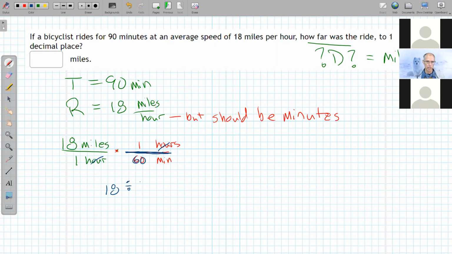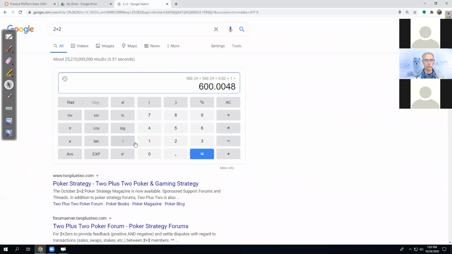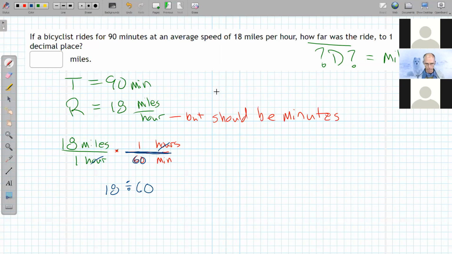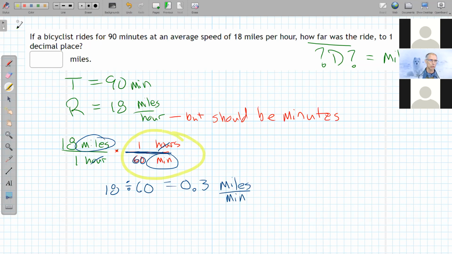So on my calculator, I just ask it, hey, what's 18 divided by 60? And that's going to be my new rate. So calculator, please. What is 18 over 60? That's not too bad, 0.3. So this is equal to 0.3, and what's left is the miles per minute. So this is now miles per minute from the conversion fraction. And again, this thing right here is what's known as a conversion fraction.